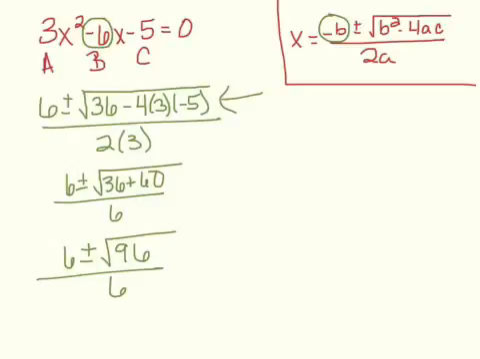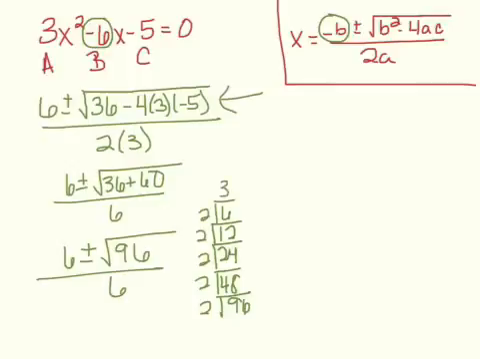Now, I probably should simplify this down just a little bit more to be more accurate. So I'm going to break down 96. 2 goes into it 48 times. 2 goes into that 24 times. 2 goes into that 12 times. 2 goes into that 6 times. 2 goes into that 3 times. So I can factor out a pair of 2s, so 2 times 2 is 4. So I have 6 plus or minus 4 rad 2 times 3, which is 6, over 6.